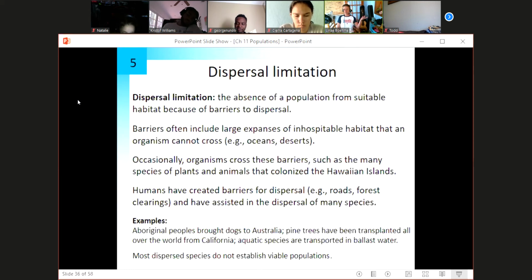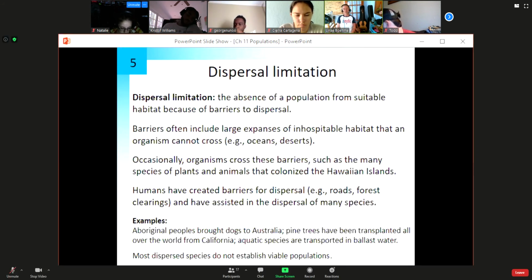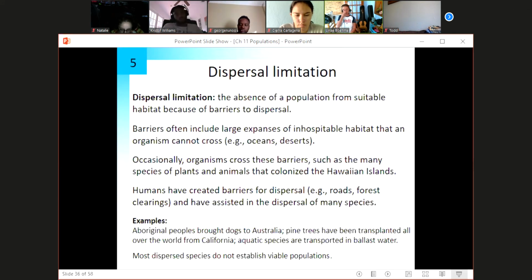The Hawaiian Islands were famous for that. Either animals floating on palm fronds until they got to the new island. Sometimes you'll have birds that get caught in big hurricanes or storms and they're kind of carried across to a new area. And then we have humans. We're really, really good at bringing organisms to new areas, as well as creating new barriers for dispersal.